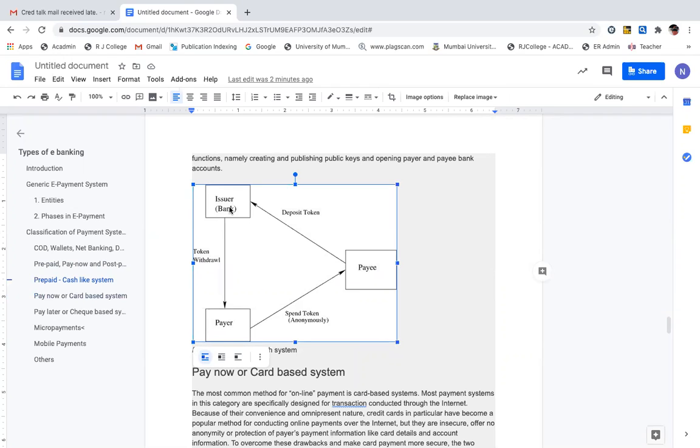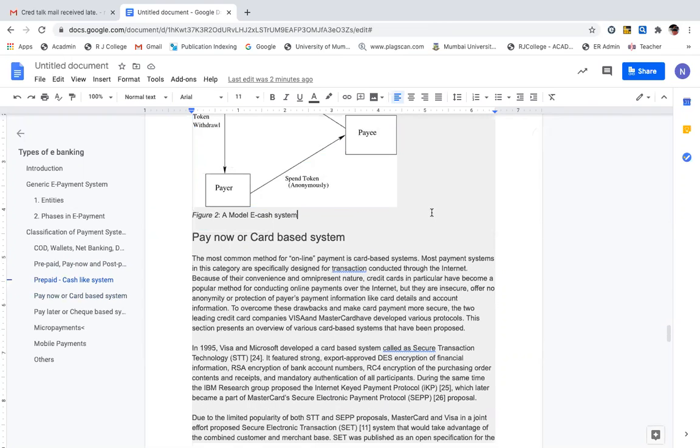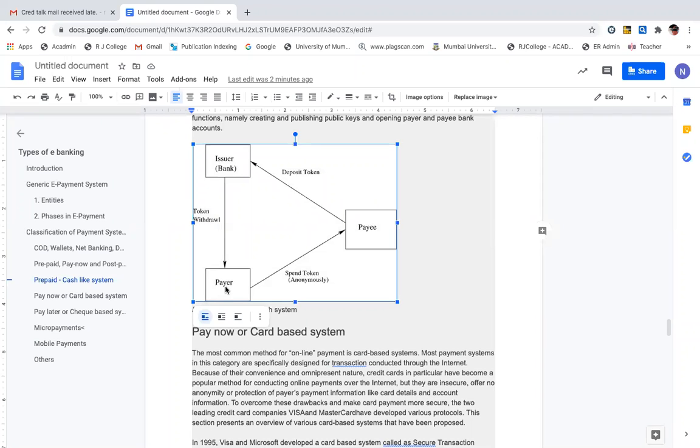The issuer's bank. Who is the issuer? The buyer, right? The buyer deposits a certain amount, a certain token, to the payee. And here the payer, the issuer's bank, is going to pay. Whose bank? The buyer's bank is my issuer bank, right? He is going to deposit it.